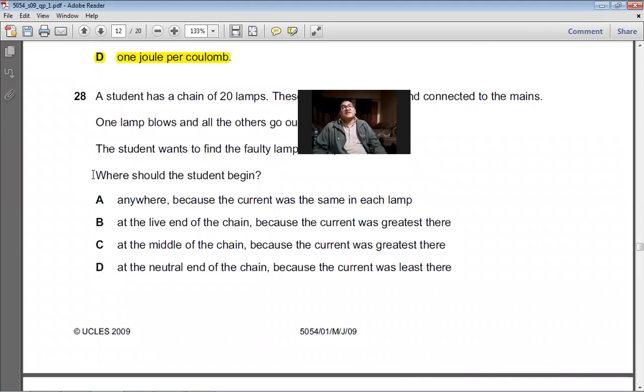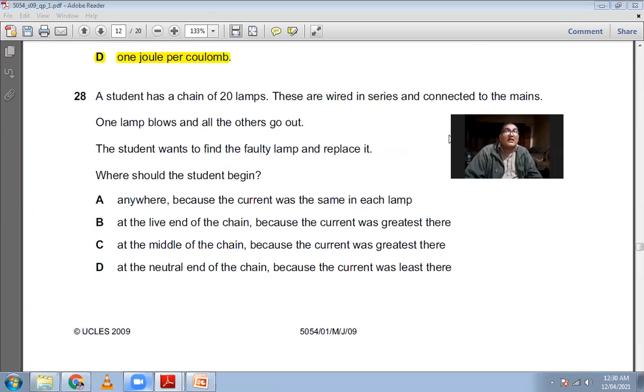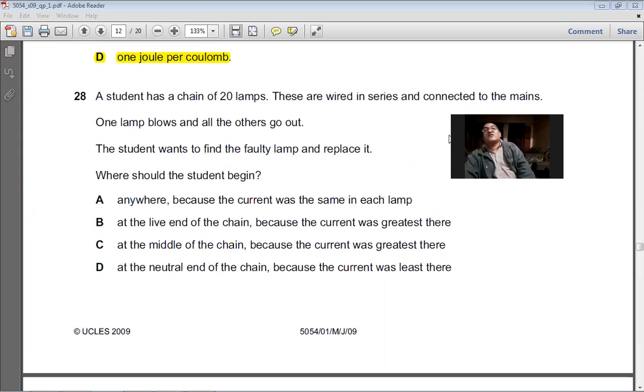A student has a chain of 20 lamps. These are wired in series and connected to the mains. One lamp blows, and all the others go out. The student wants to find the faulty lamp and replace it. How should the student begin?